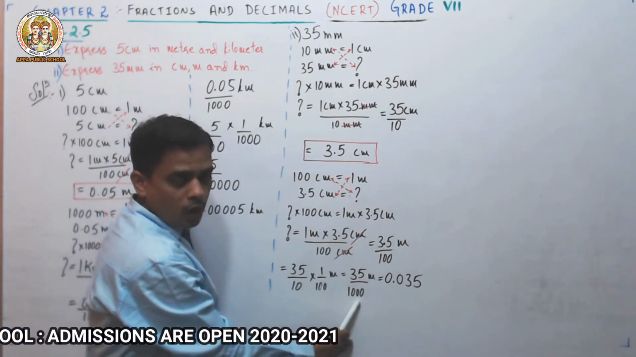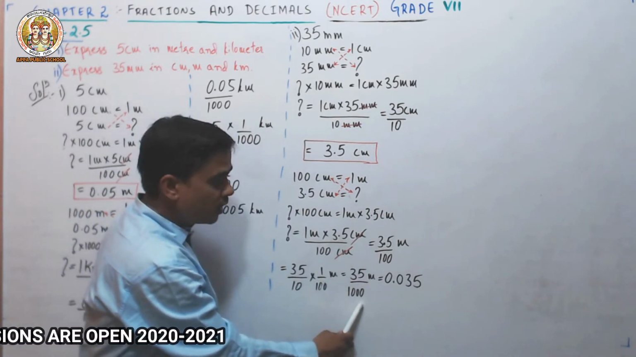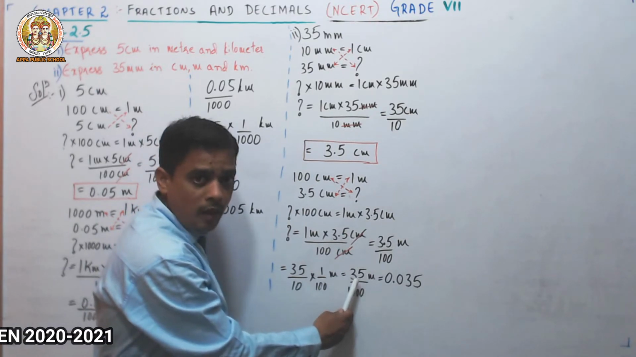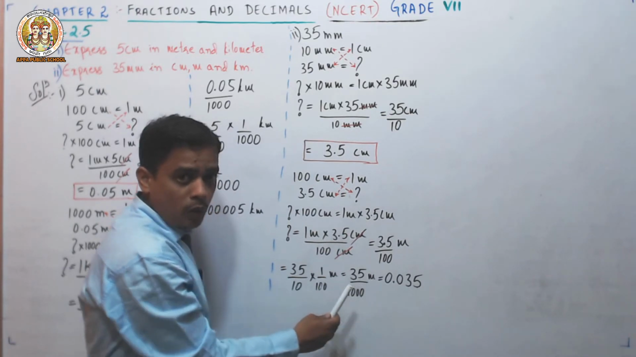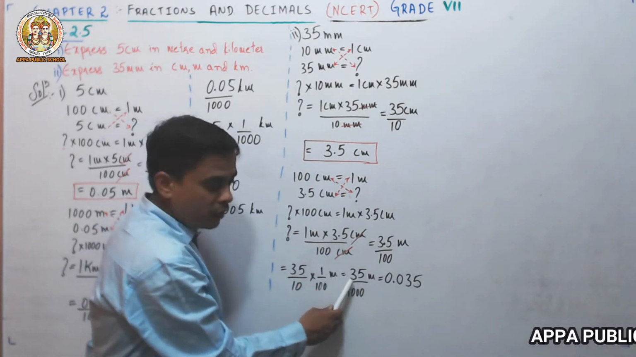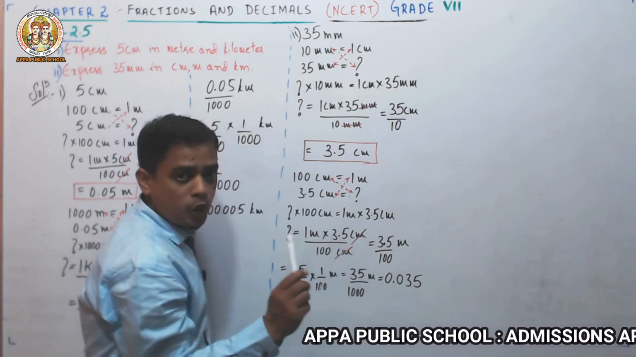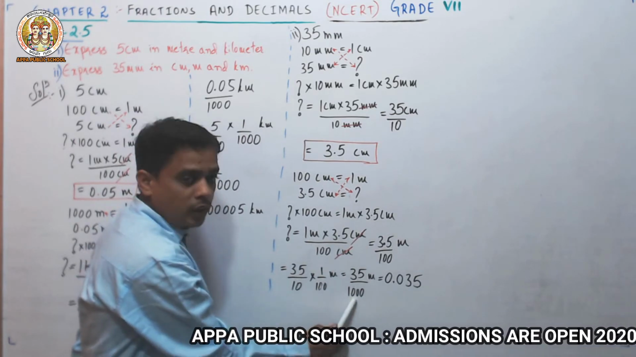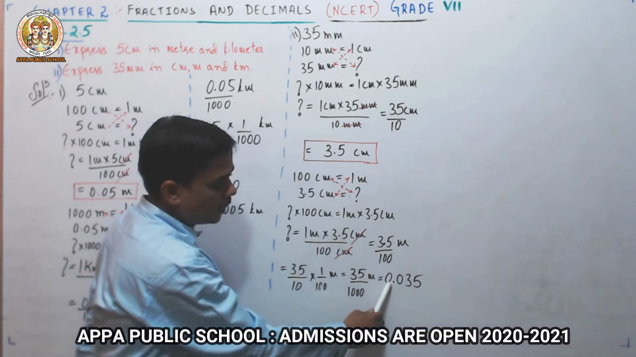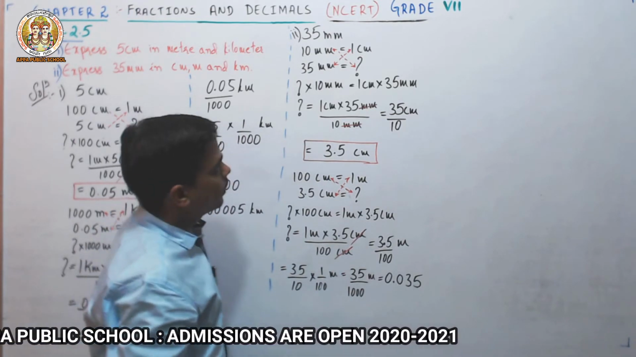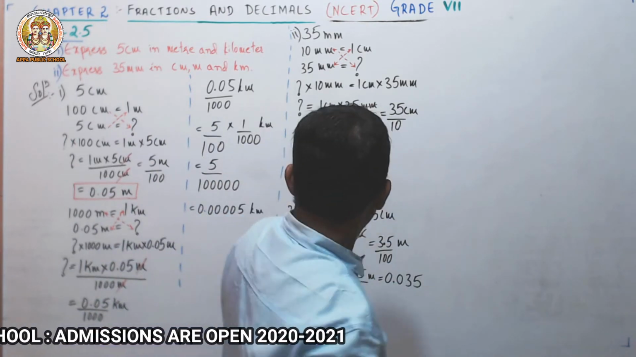Here also the same way. In the denominator, how many zeros are there in total? 3 zeros are there. But in the numerator, two numbers are there. So one more number is required. Write these two numbers as it is. But after the decimal point, in total how many should I get? 3 I should get. Why? Because in the denominator I have 3 zeros. So I'll write it as 0.035. I think it's understood for you.